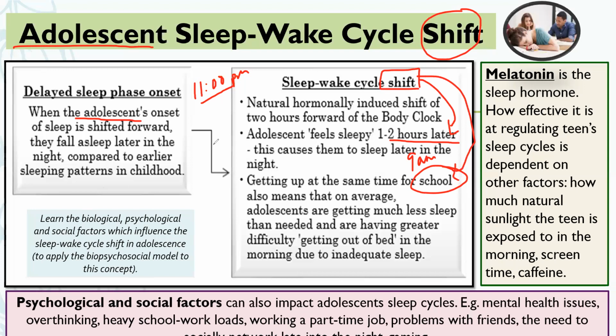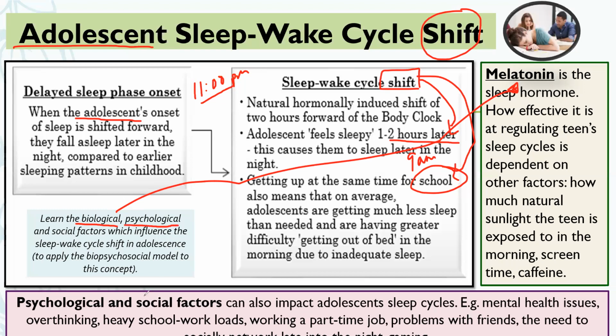So when we're looking at this topic of adolescent sleep-wake cycle shift, it's important for you guys to know the biological factors behind it, which are basically the delayed release of melatonin, the fact that melatonin might get released at 11 p.m. compared to like 8 p.m. or 7 p.m. Okay, that's just an example. You don't need to know the specific timings there.